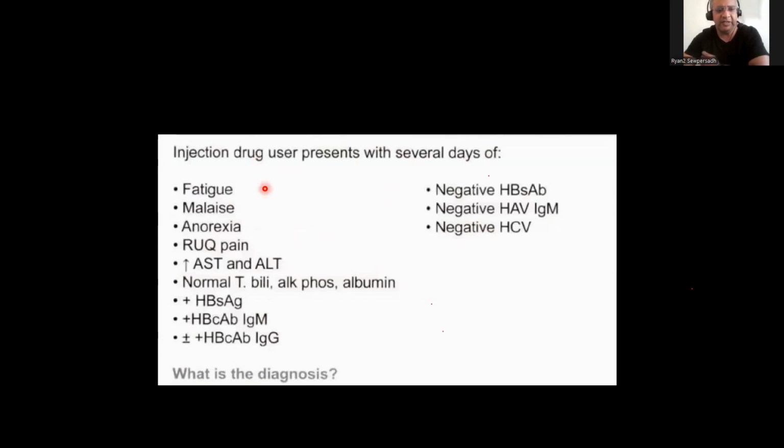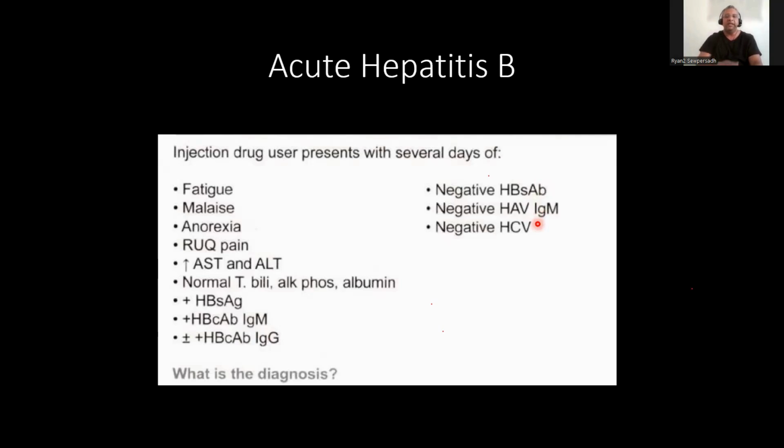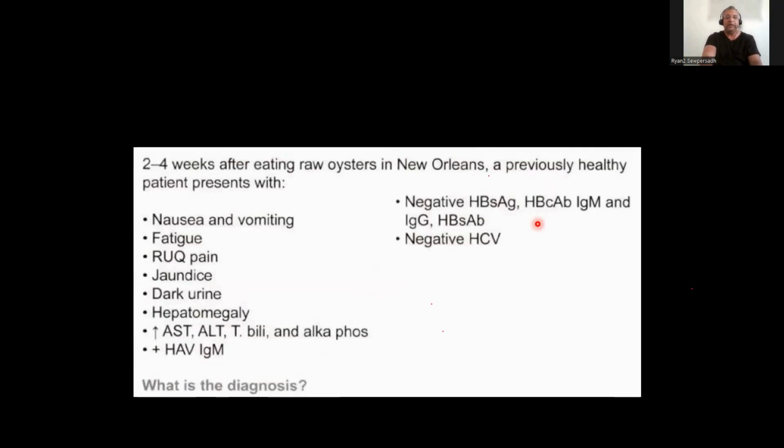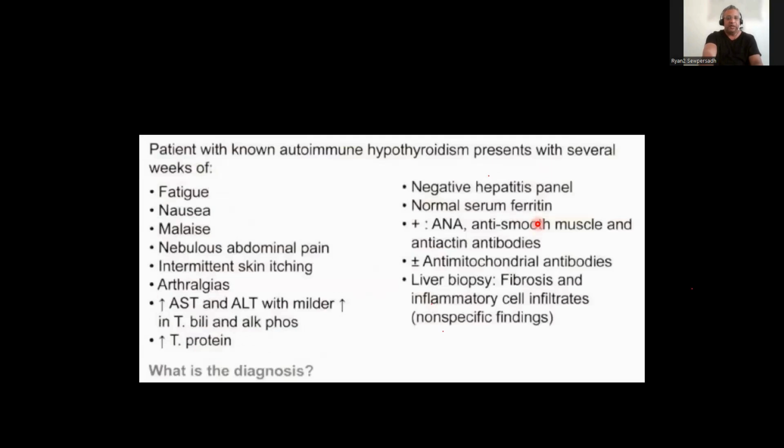IV drug user comes in with fatigue, malaise, anorexia, RUQ pain, bump in the transaminases, normal enzymes otherwise. Hepatitis B surface antigen positive, anti Hep B core IgM positive. You may have a positive core IgG, a negative Hep B surface antibody, a negative Hep A, a negative Hep C. You guys know this is acute hepatitis B. 95% of the time, we don't treat acute hepatitis B because it is spontaneously resolving. But we may want to consider treating it if it's fulminating hepatic failure. Okay, don't worry about this one too much.